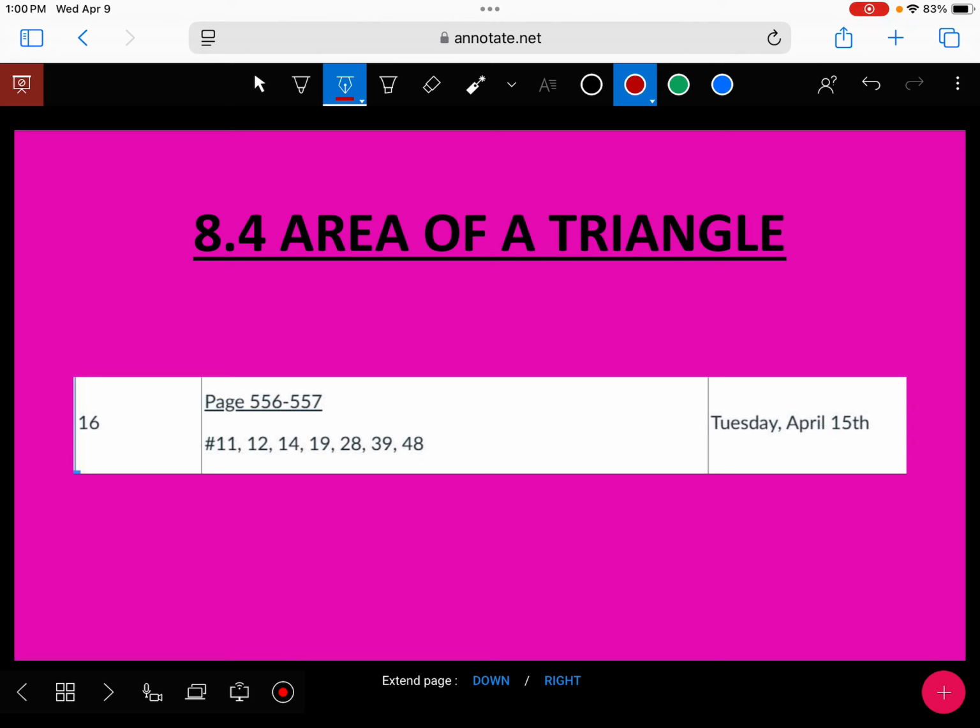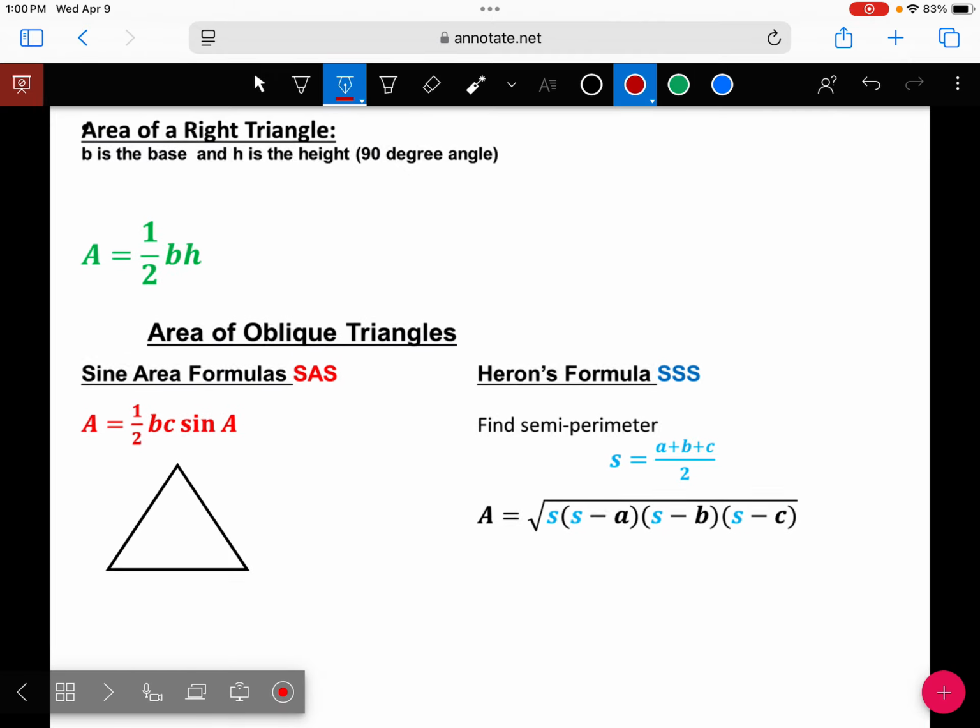Now remember, in your tests, you don't get any formulas. So you have to know the law of cosines formula, which I feel like you all are kind of catching on to, the law of sines, SOHCAHTOA, and then area. So I'm going to give you about 3 or 4 minutes to copy down these formulas.